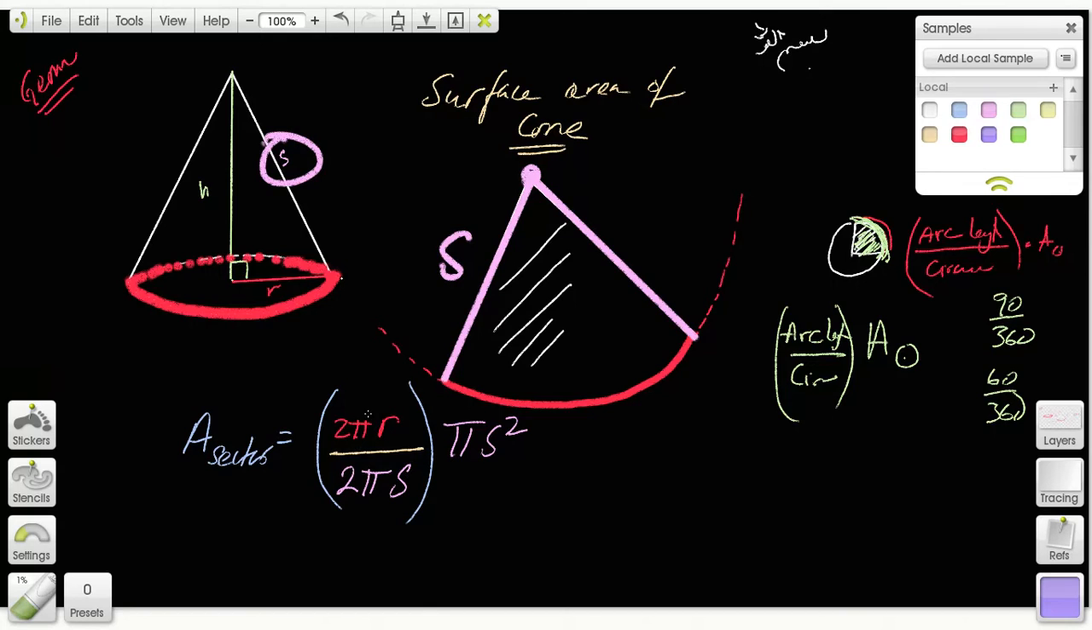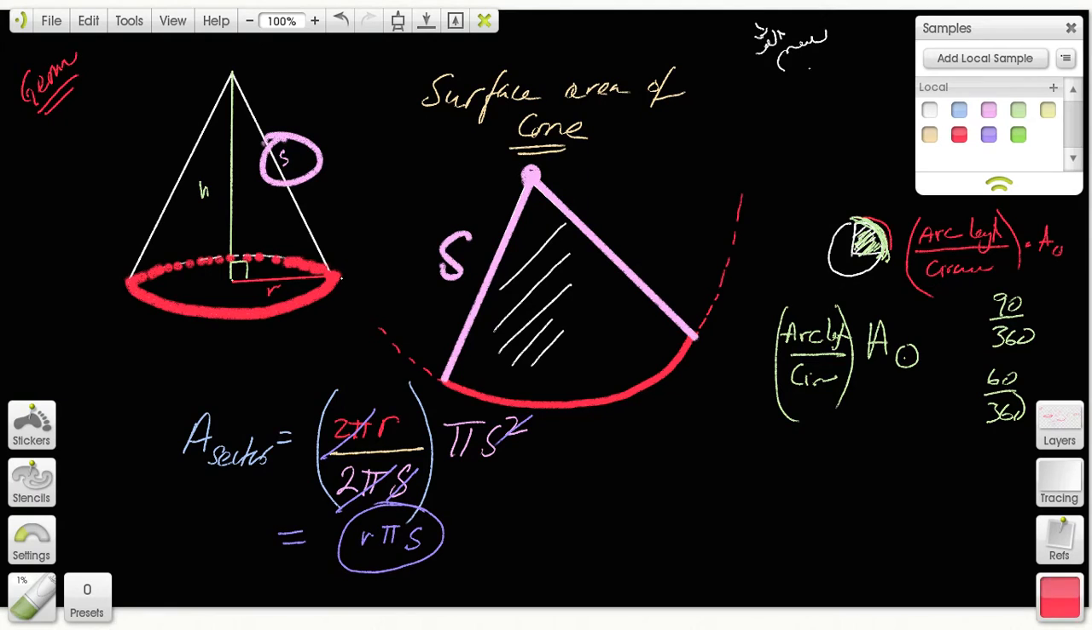So if you simplify this, you see you get this and this. This s goes with that s. You get r times pi times s. That's the area of the sector. So that's the lateral area.